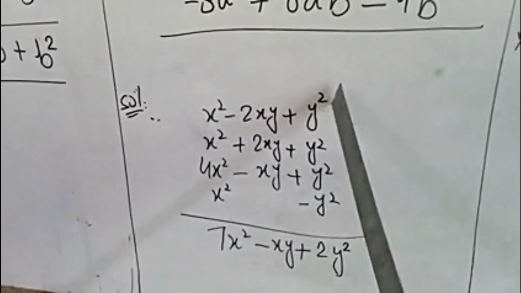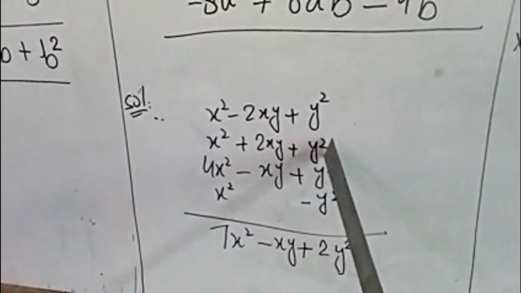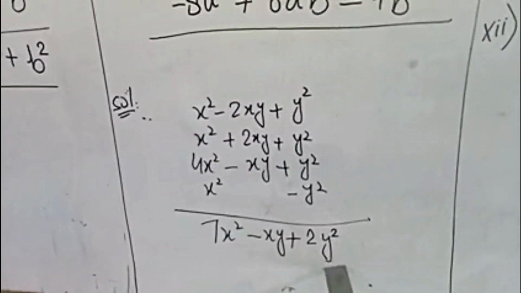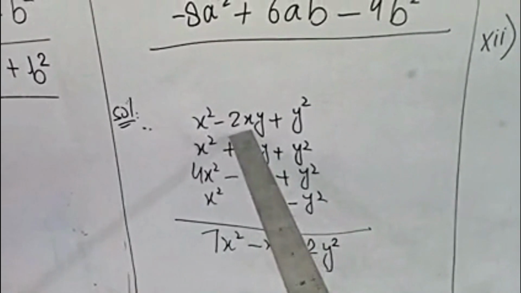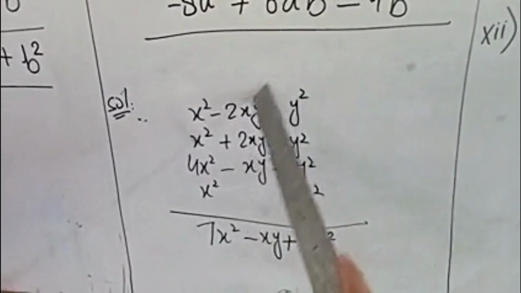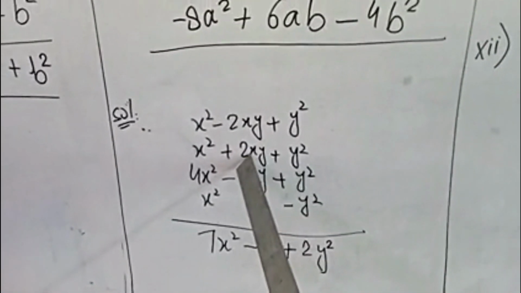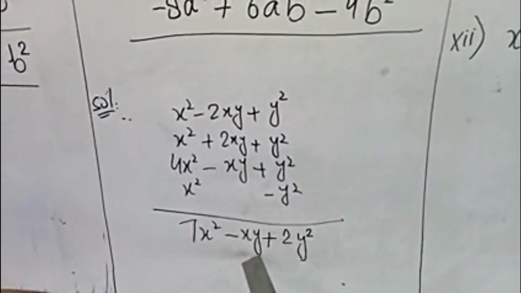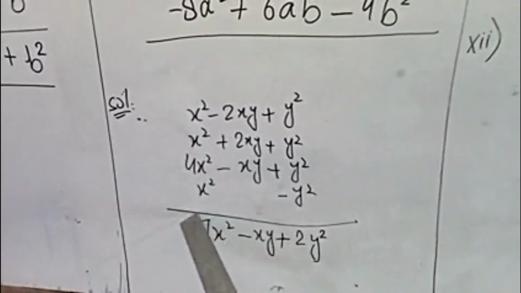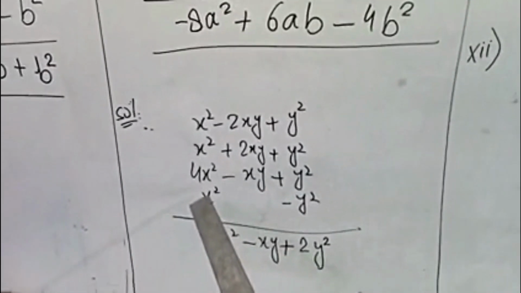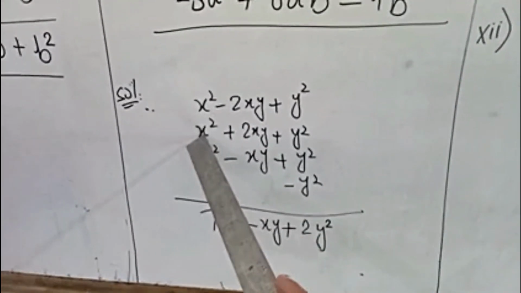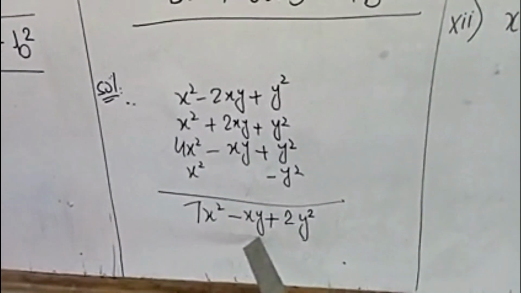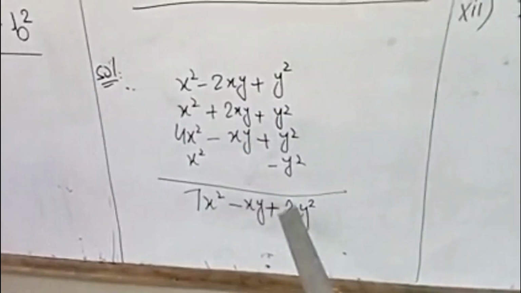We get just these two terms, y square plus y square, so it will become 2y square. And from here, this is minus 2xy and this is plus 2xy, so both these terms will be cancelled and we just get this minus xy. And from here, all these are positive terms, so we will add all these terms. 1 plus 1, 2, 2 plus 4, 6, 6 plus 1, 7. This is 7x square minus xy plus 2y square.